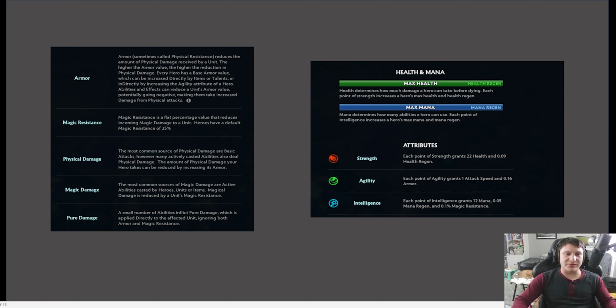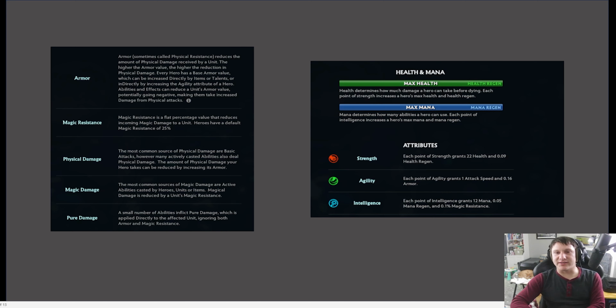Now, magic damage. The most common source of magic damage is active abilities cast by heroes. For example, Lion's Finger of Death is magical damage, and that can be reduced by magic resistance, which we talked about above. Now, pure damage: a small number of abilities inflict pure damage, which is applied directly to the affected unit and ignores both armor and magic resistance. So that does a flat amount of damage no matter what the resistance is. We do have to keep in mind BKBs can do a decent chunk of pure damage, and we'll talk about that when we get into items.